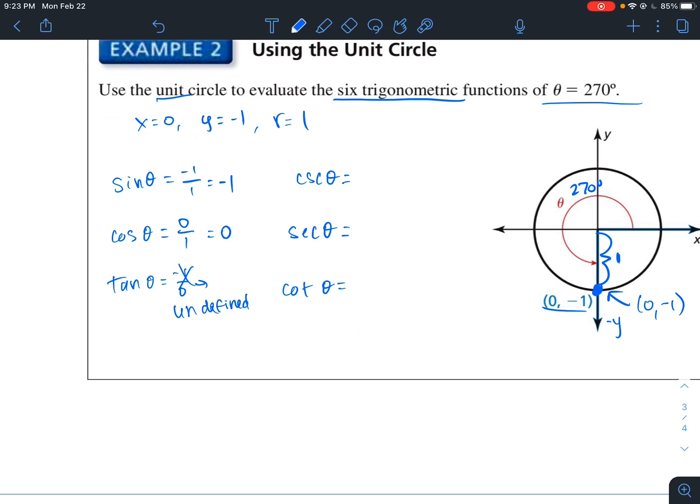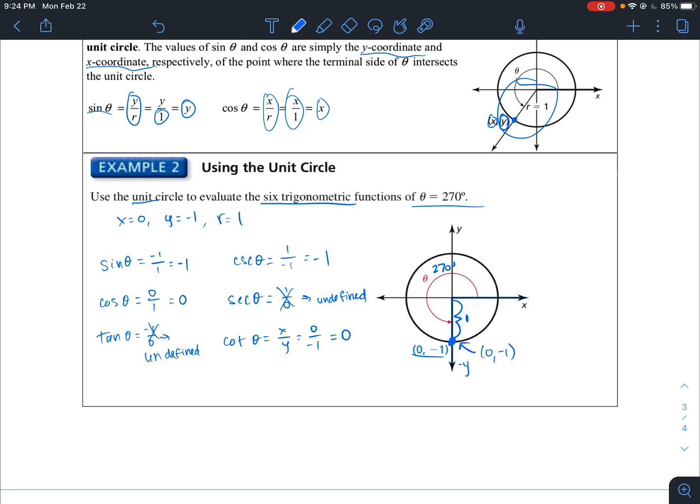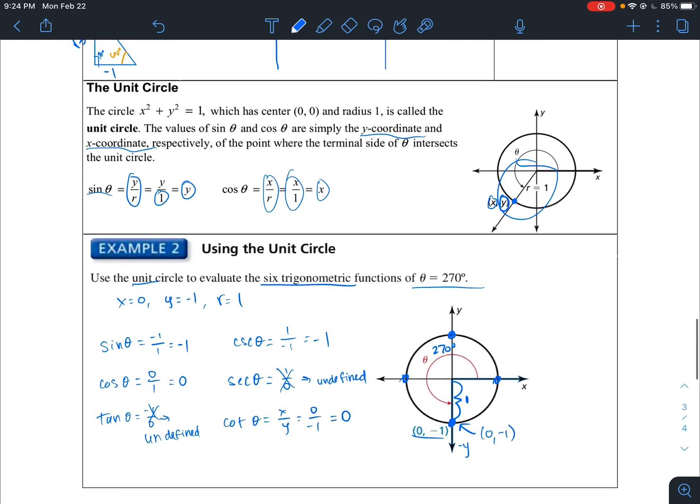Cosecant of theta is the reciprocal of sine, so 1 over negative 1, which is still negative 1. Secant of theta would be 1 over 0, but we can't have 0 in the denominator, so this is undefined. Cotangent is x over y, which is equal to 0 over negative 1, which is just equal to 0. And that's pretty much how you can use the unit circle. It doesn't have to necessarily be points on this line, but that's how you could use it.